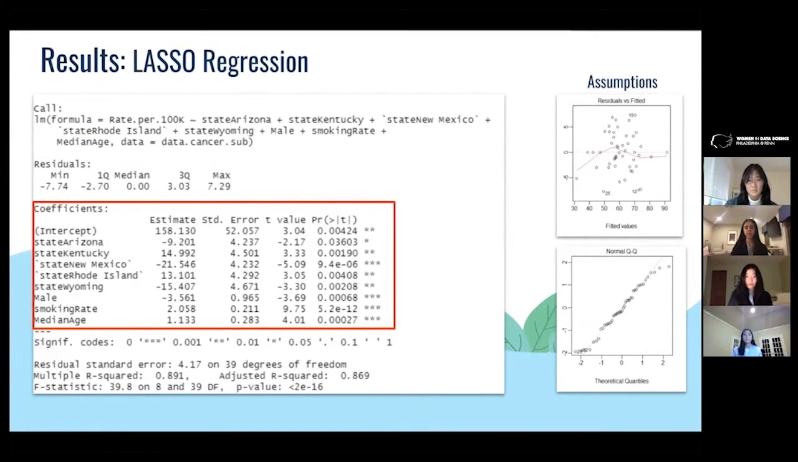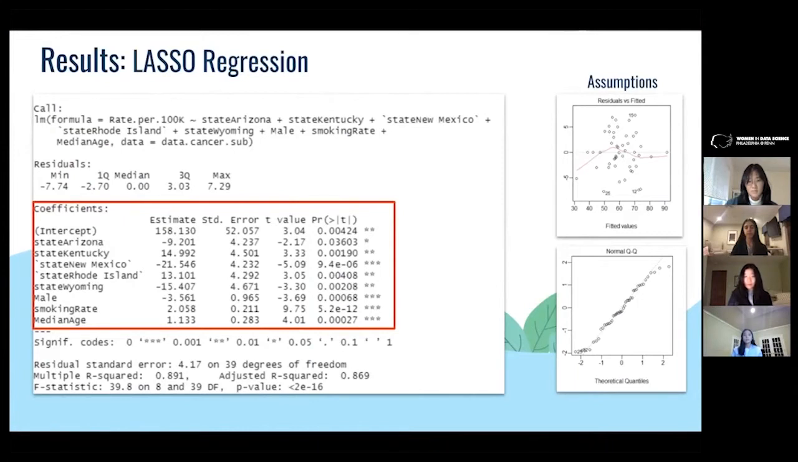Some variables like smoking, being older, or living in Kentucky or Rhode Island increased the death rate of lung cancer, while other variables like being male, living in Arizona or Wyoming decreased the death rate of lung cancer. Note that the state variables were all in reference to Arizona's conditions.